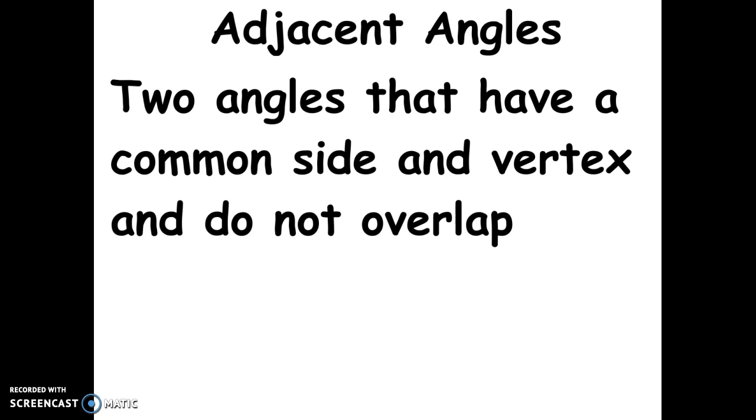And then finally, adjacent angles are two angles that have a common side and vertex and do not overlap. So again, this is going to look a lot like the visual for supplementary and the visual for a linear pair because they are all the same. So here we have two angles, A and B. They have a common side and vertex, and they are not overlapping each other. So adjacent angles, just like supplementary angles, just like linear pairs, add to equal 180. So A plus B equals 180 degrees.